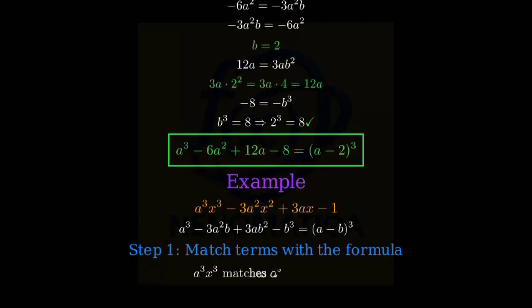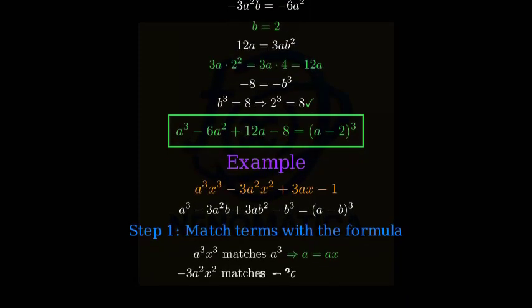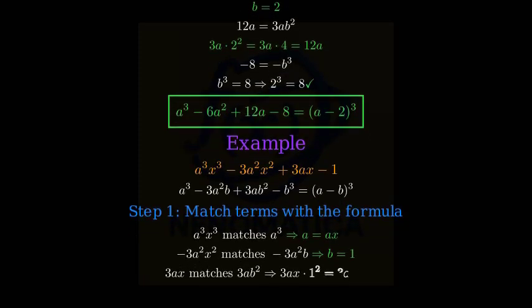First term, a cubed x cubed matches with a cubed from our formula, so a equals ax. Second term, minus 3a squared x squared matches with minus 3a squared b, so if a equals ax, then b equals 1. Third term, plus 3ax matches with plus 3ab squared. So if a equals ax and b equals 1, we get 3ax times 1 squared, which is 3ax. This confirms b equals 1.